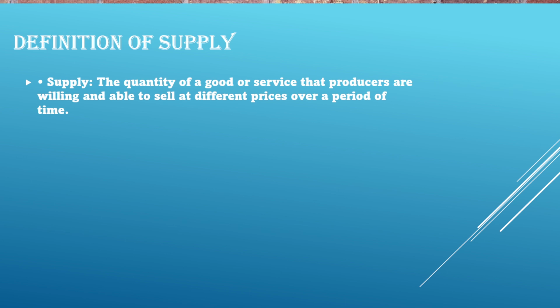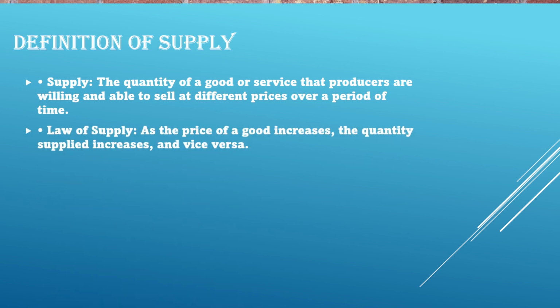Supply is the quantity of a good or service that producers are willing and able to sell at different prices over a period of time. Now, I would get rid of the part that says different prices, and I would say at a range of prices over a period of time. Again, just like in demand, we're looking at the same concept, except we're looking at it from producers, but it's still a range of prices and still a period of time.